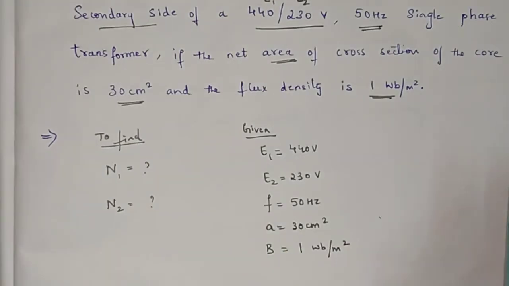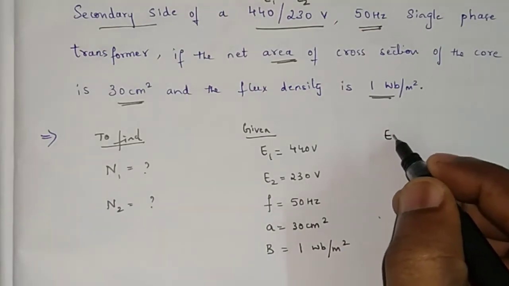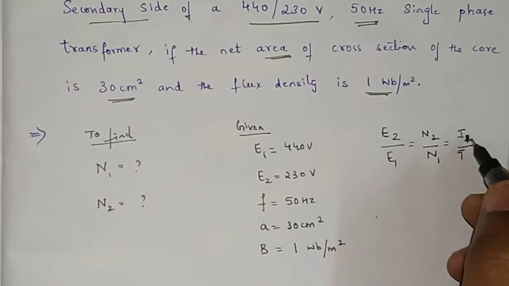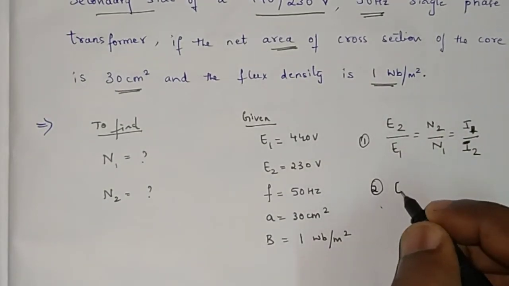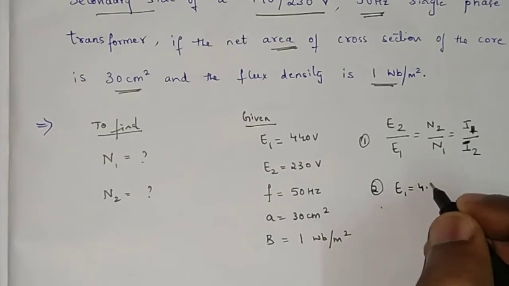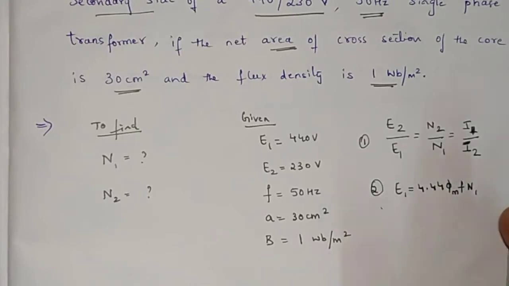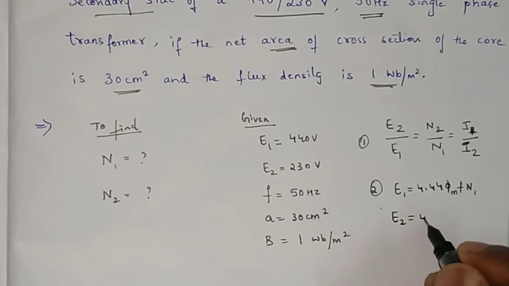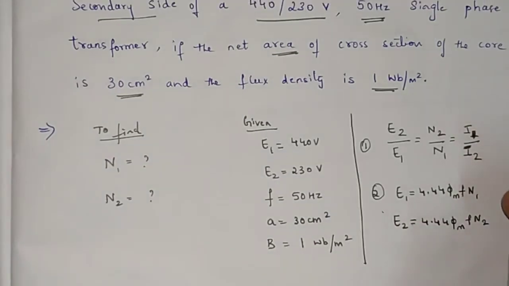First we will write down the formula which we have studied in the transformer chapter. We know the ratio formula which we have studied: E2 divided by E1 is equal to N2 divided by N1 is equal to I1 divided by I2. Second, we know the EMF equation formula which we have derived, 4.44 phi m f N. This was the EMF equation formula for primary induced EMF. For secondary induced EMF, the formula will be similar. Just write down the formula.